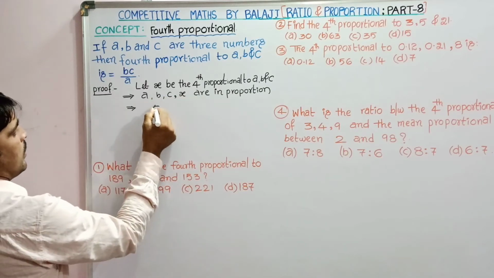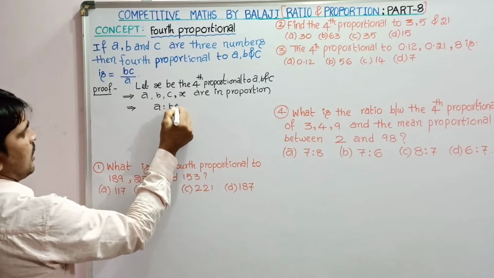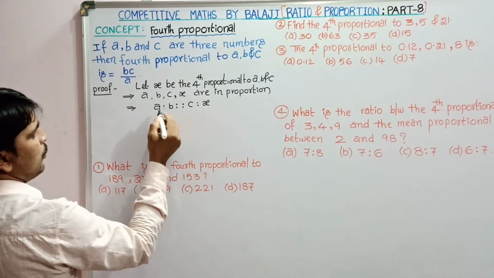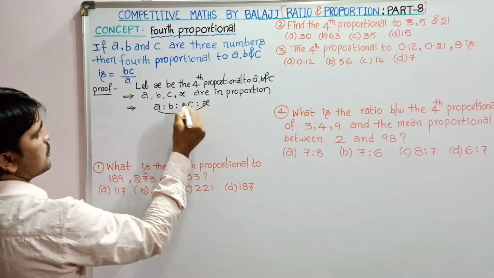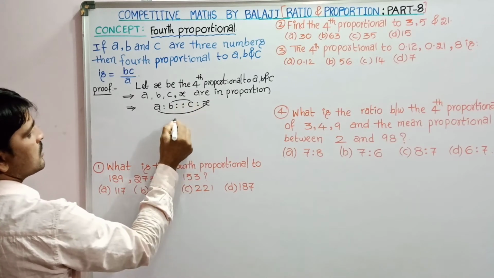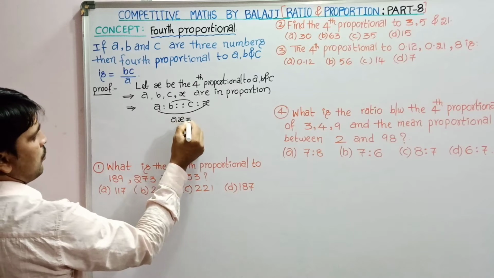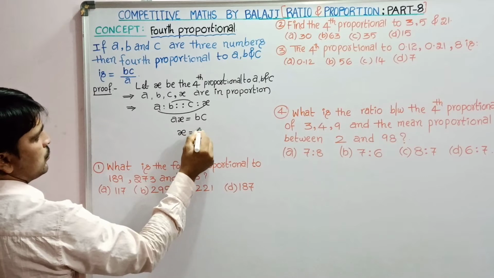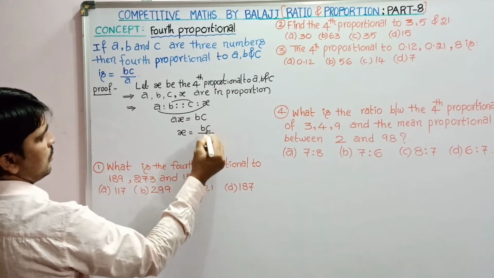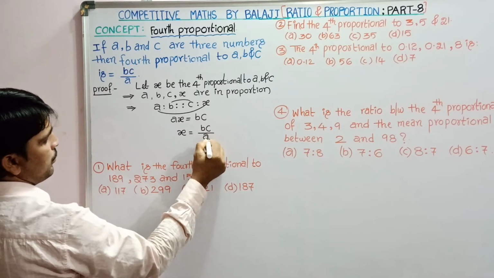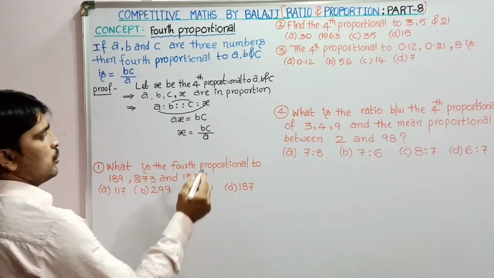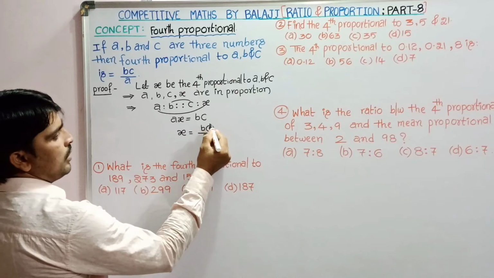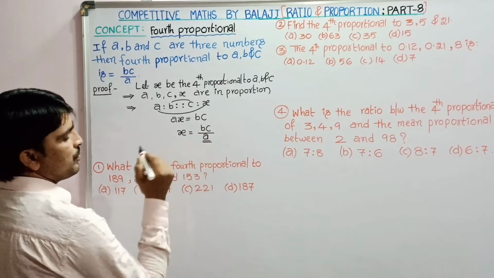Then we can write a is to b as c is to x. And we know that the product of extremes equals the product of means, so ax equals bc. But we have to find the x value, so transfer the coefficient of x to the right-hand side, where it becomes a division. So x equals bc by a: the product of the second and third terms divided by the first term a.